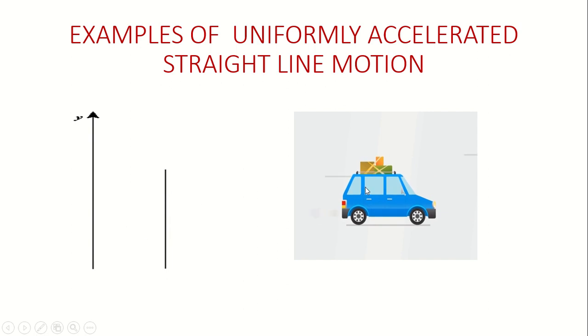And in the second picture, you can see there is a car moving along a straight line and it is uniformly accelerated. Uniformly accelerated means, as we have learnt in the previous videos, that when an object changes its velocity, and every time there is equal change in velocity in equal intervals of time, either there is equal increase in velocity or equal decrease in velocity with time, then it is known as uniformly accelerated motion.